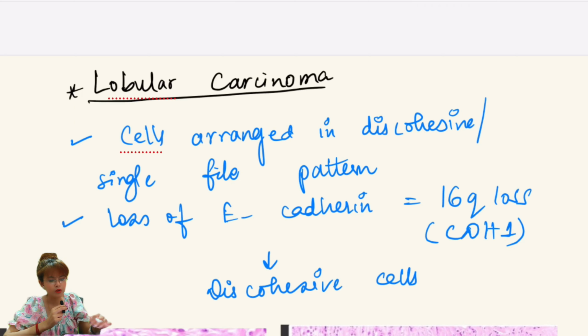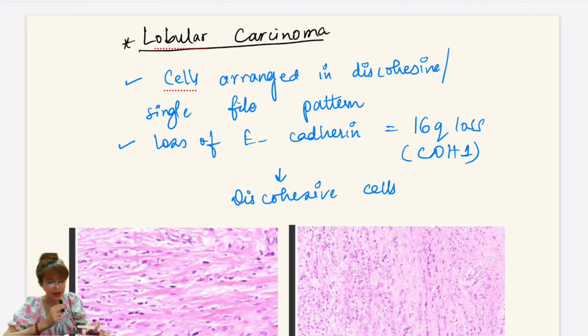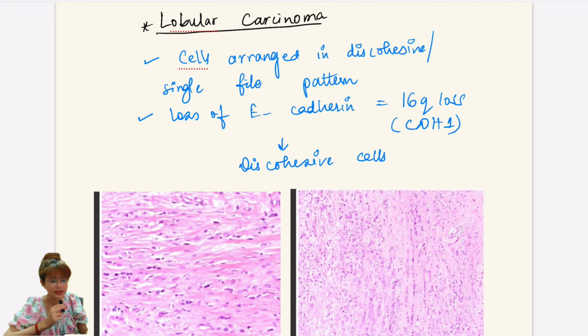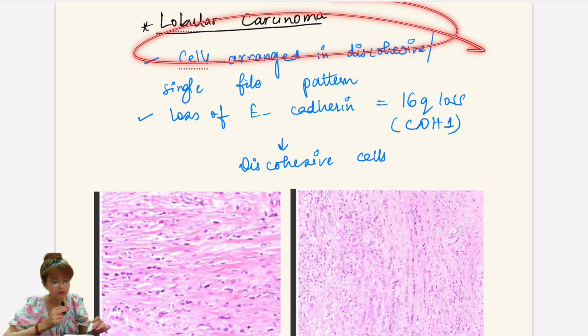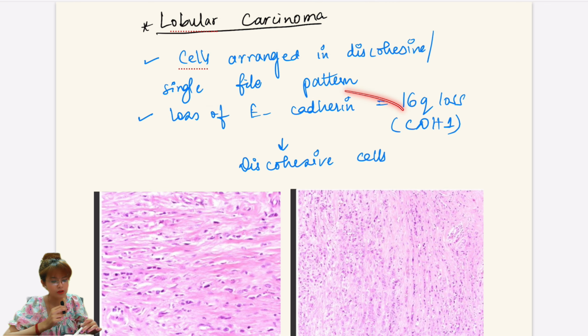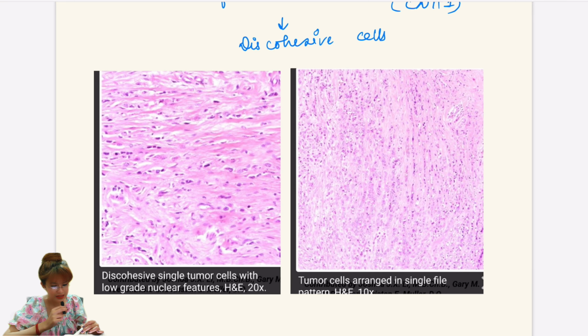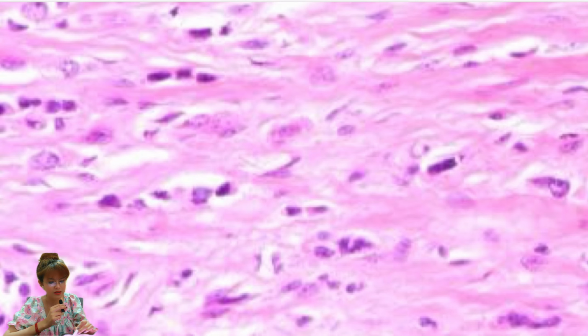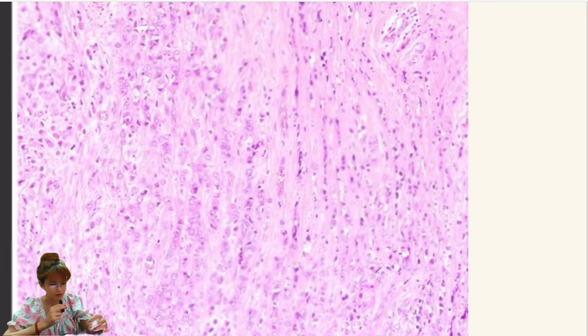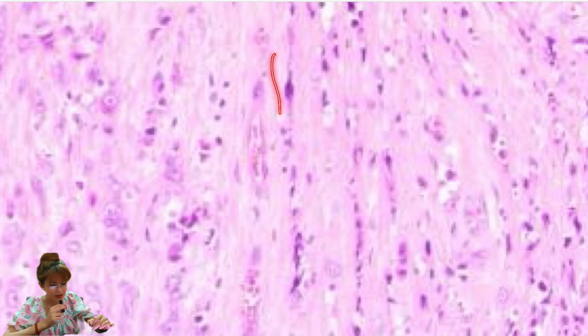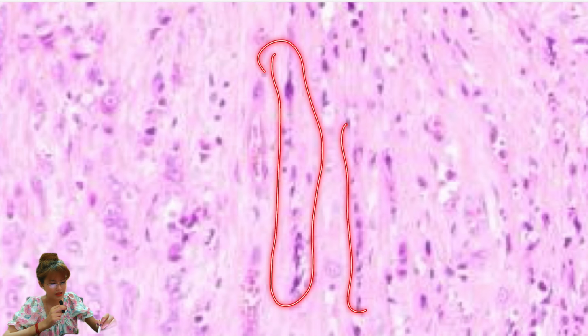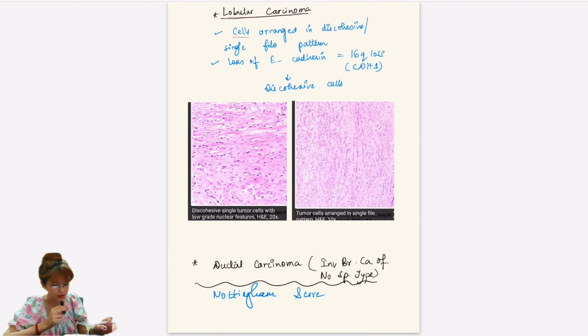This is a very important question for your MCQ based exam: in lobular carcinoma, cells are arranged in a discohesive pattern or single file pattern because of the loss of E-cadherin, because of the mutation in the CDH1 gene, 16q loss. And you can see these are the cells, and how they are arranged in a single file pattern. All these cells are arranged in a line, right? And they're discohesive. Here also you can see all these cells lying in a line, and the cells are not attached to each other, right?